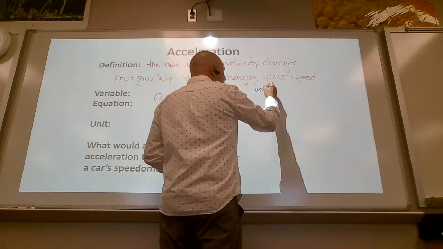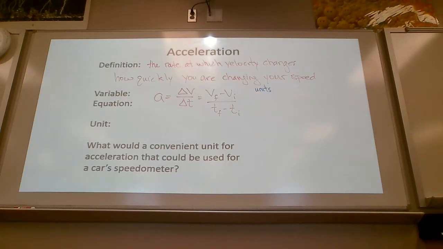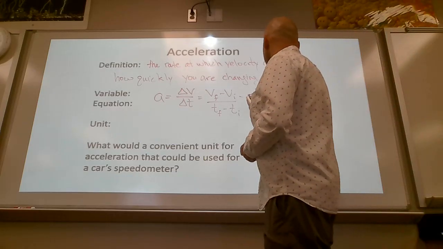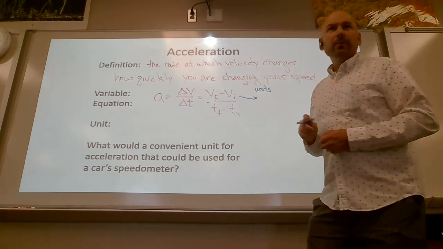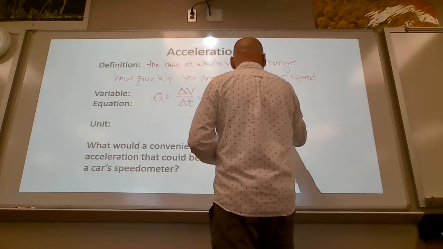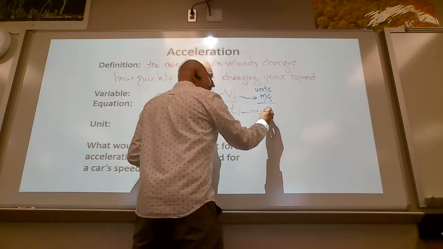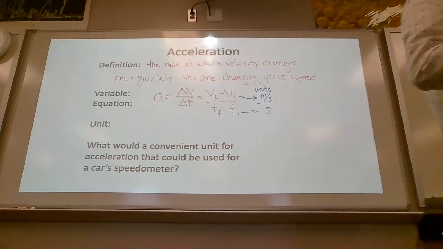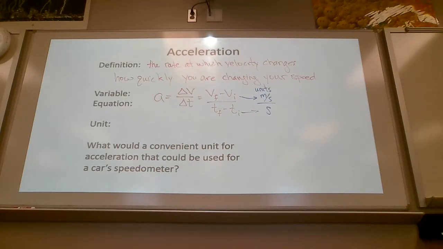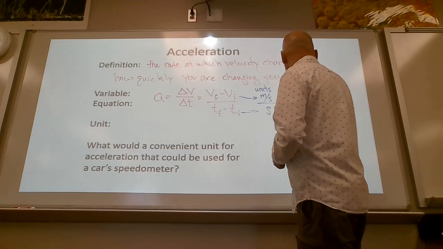The units for acceleration, we can figure that out from the equation. What is the unit of velocity? What do we measure velocity in? Perfect. Meters per second. And what is the unit for time? Seconds. Meters per second per second is the unit of acceleration. Okay? Now, mathematically, we can simplify that to meters per second squared.